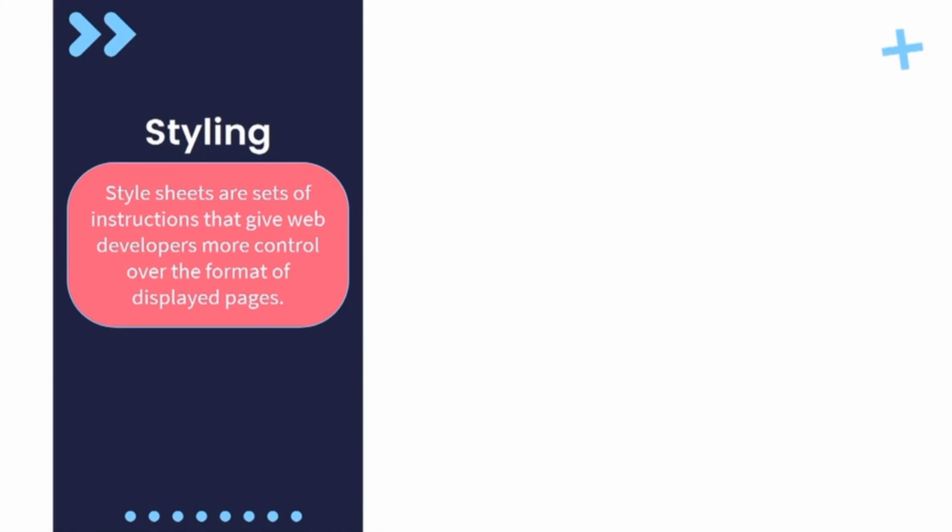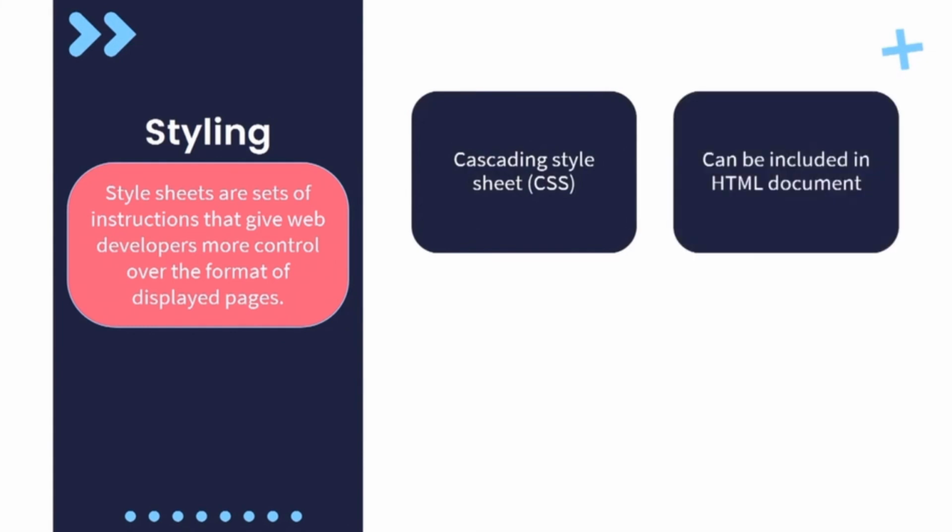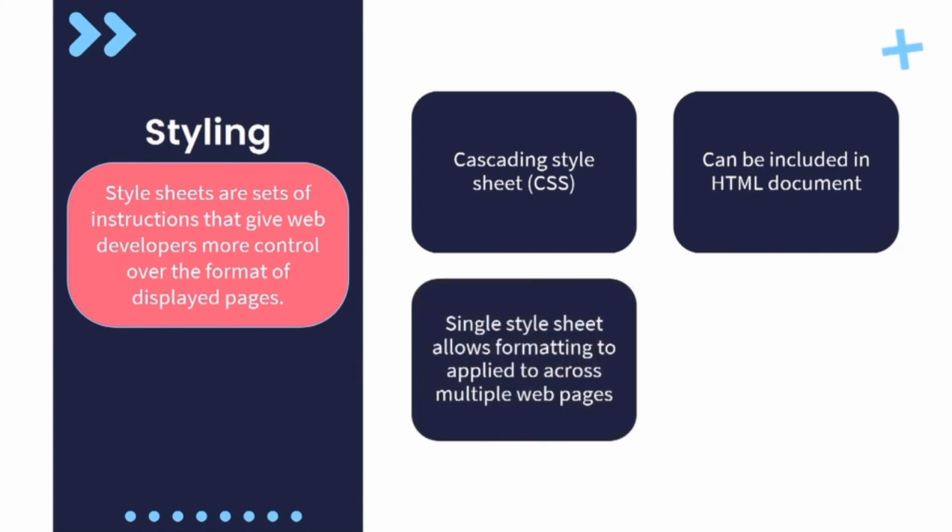So when it comes to styling, the most commonly used approach is a CSS style sheet, also known as a cascading style sheet, okay? And the code can be included inside an HTML document, but it's not necessarily the best practice when we do web development. We can also use a single style sheet to style multiple pages across our website, and this is the preferred approach when it comes to CSS style sheets.